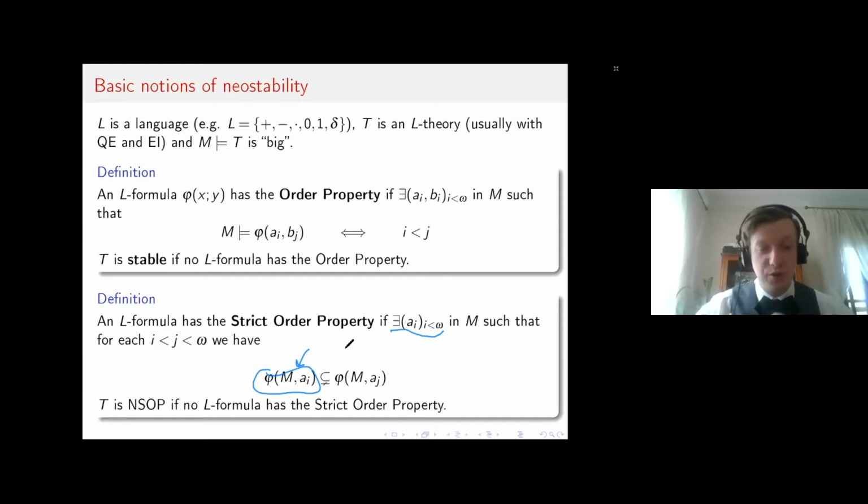A theory is NSOP if there is no L-formula with the strict order property. So you allow some formulas which define the order property, but you don't allow formulas which have the strict order property. In NSOP you are able to define order, but it's a little bit harder than outside of NSOP.